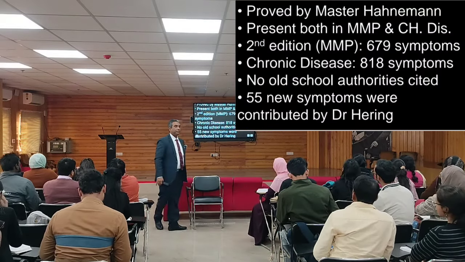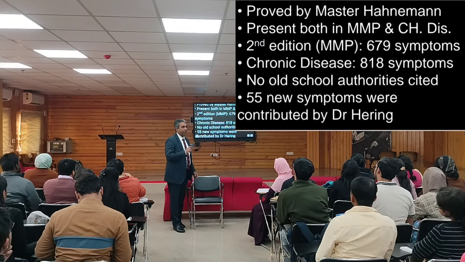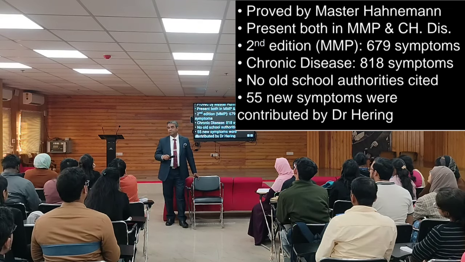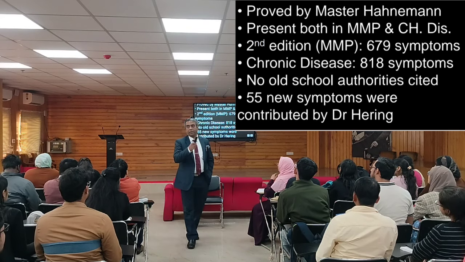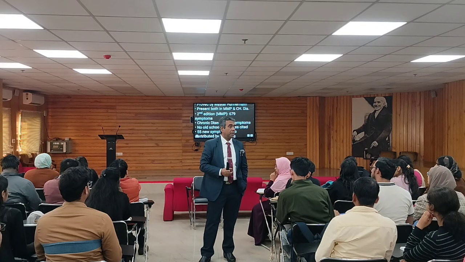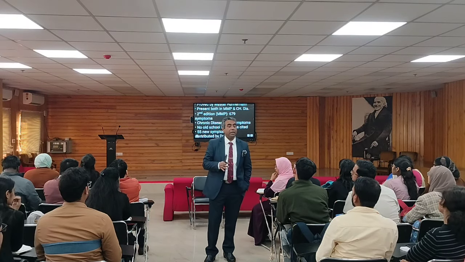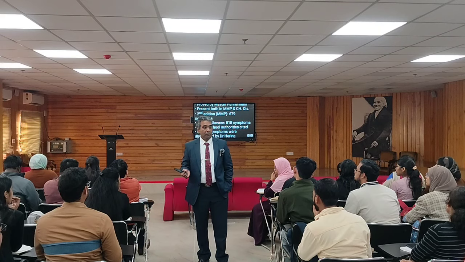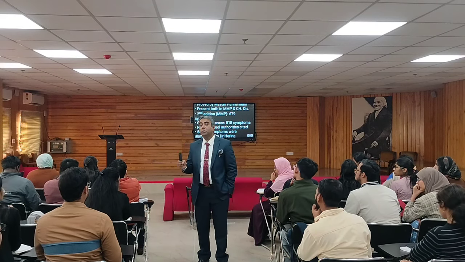It was proved by Master Hahnemann, present both in Chronic Diseases and Materia Medica Pura. And interestingly, you will find that many symptoms are added by Hering. Hering's contributions are there. If you have ever seen Materia Medica Pura or Chronic Diseases, you will find that references are given from where those symptoms are taken, by proving, toxicology or earlier sources, journals, books. But in case of acid phos, no earlier citation is given. That means it was not used as a medicine before. It may have been used in different ways for its chemical properties, for its acidic nature, a very strong acid. But it has never been used as a medicine earlier.